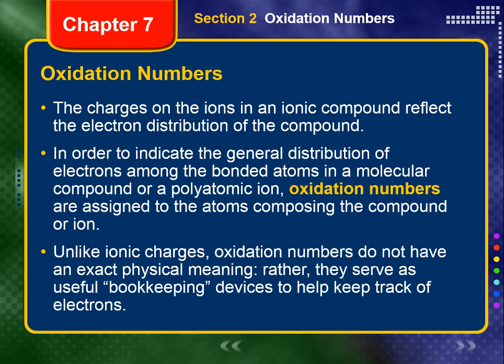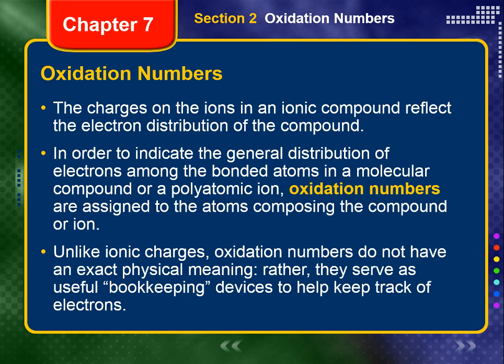The charges on the ions composing an ionic compound reflect the electron distribution of the compound. In order to indicate the general distribution of electrons among the bonded atoms in a molecular compound or a molecular ion, oxidation numbers, which are also called oxidation states, are assigned to the atoms composing the compound or ion.